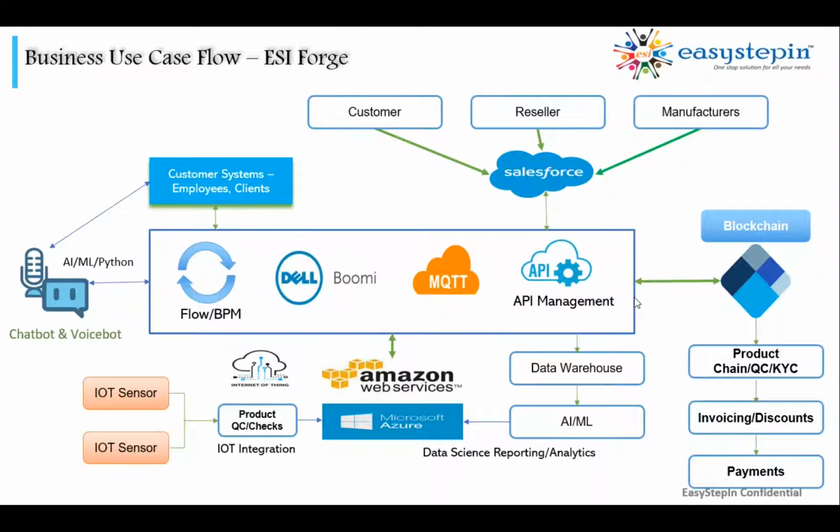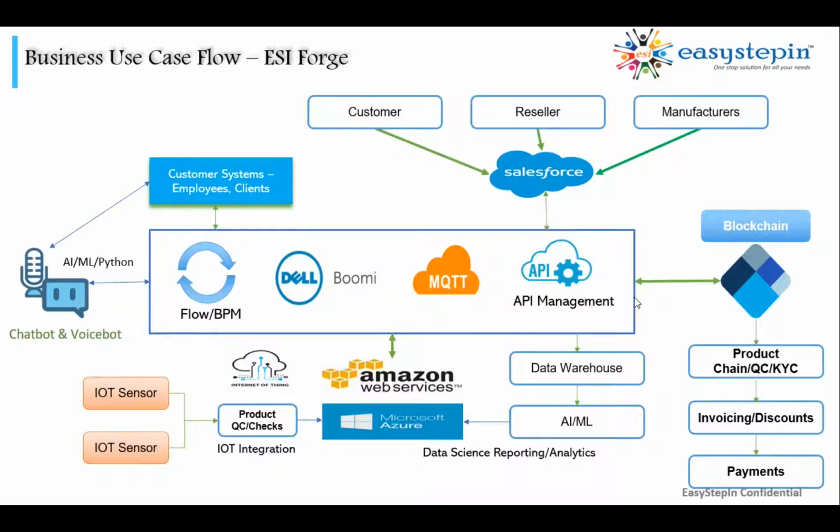I'm just going to give you the main business use case that we would like to highlight for today's webinar. It's EasyForge. EasyStep is proudly presenting a manufacturing solution called EasyForge. EasyForge is a business use case that helps all manufacturing industries solve quality check problems, and they can automate their QC process using Boomi, IoT, and blockchain capabilities.